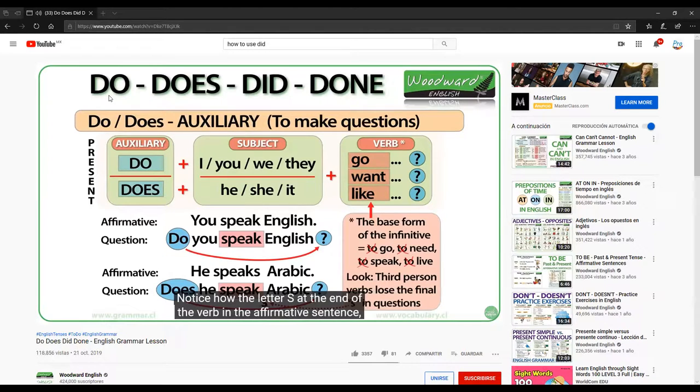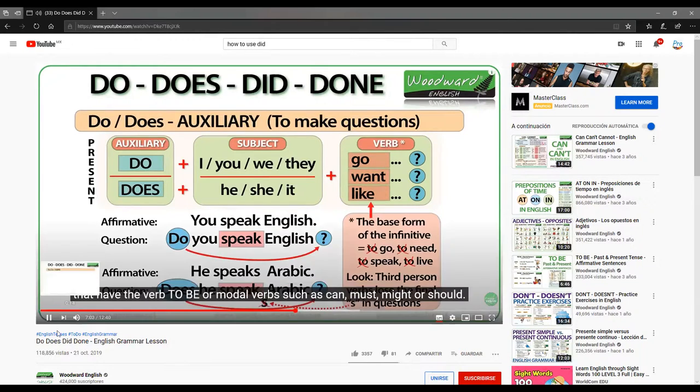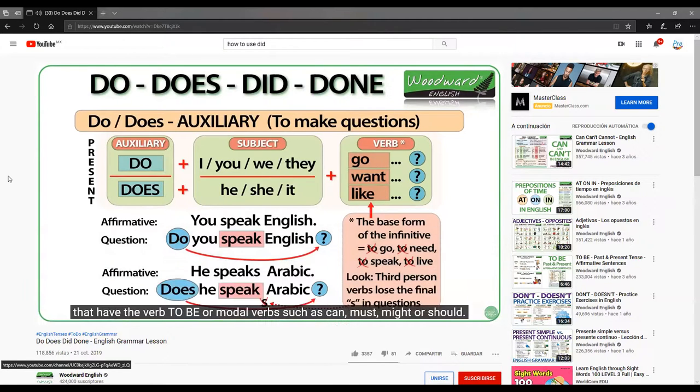Notice how the letter S at the end of the verb in the affirmative sentence, because it is in third person, disappears in the question. That is because the verb is in the base form of the infinitive. Note, we don't use do or does in questions that have the verb to be or modal verbs, such as can, must, might, or should.